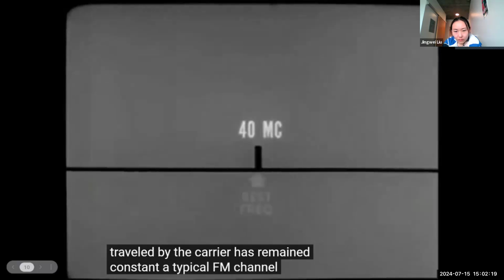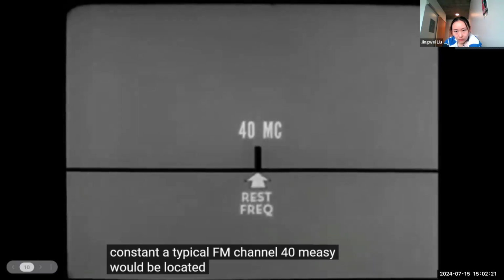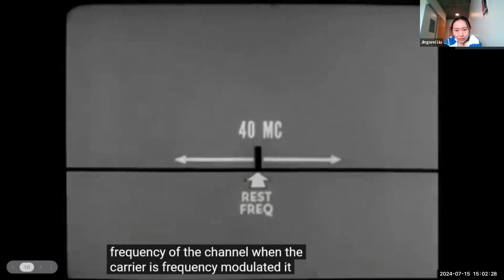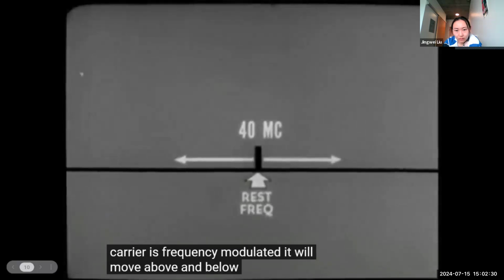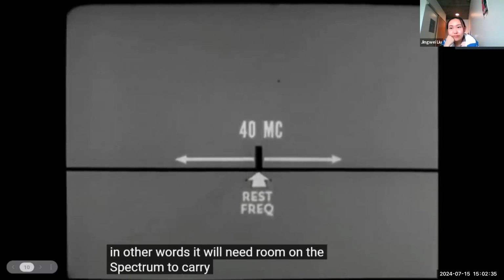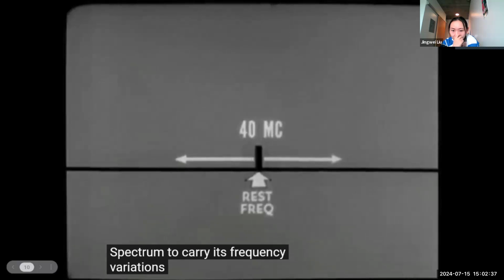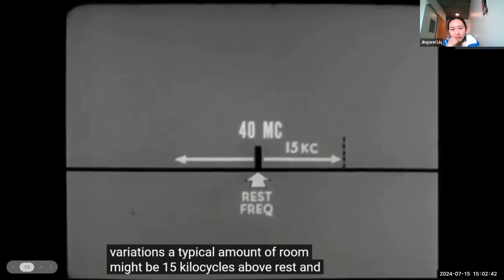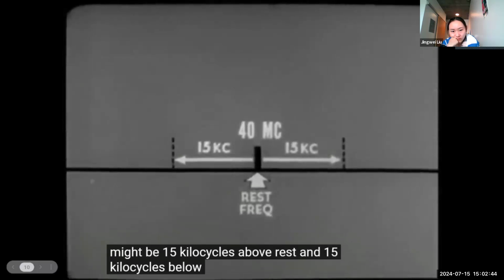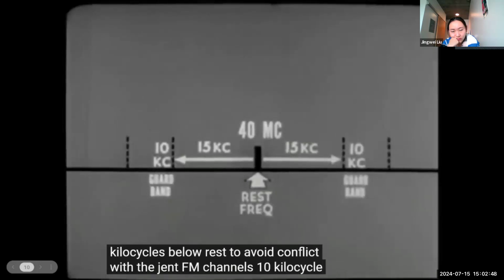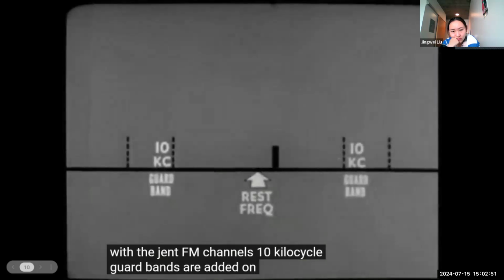A typical FM channel, 40 megacycles, would be located here. This is the rest frequency of the channel. When the carrier is frequency modulated, it will move above and below its rest frequency. In other words, it will need room on the spectrum to carry its frequency variations. A typical amount of room might be 15 kilocycles above rest and 15 kilocycles below rest. To avoid conflict with adjacent FM channels, 10 kilocycle guard bands are added on each end.